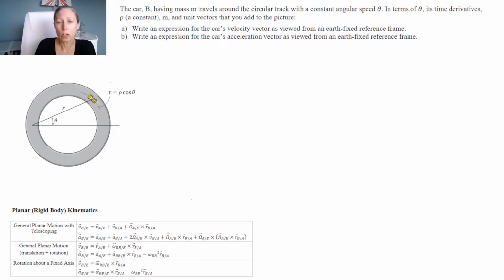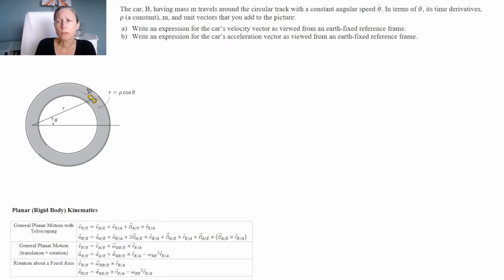So here we have a car, and we're going to call this car point B, and it's traveling around a circular track, and it's got a constant angular speed, theta dot. And we're asked to find the velocity and acceleration vectors in terms of theta, rho, this value rho that we have here, and the unit vectors of any reference frame.